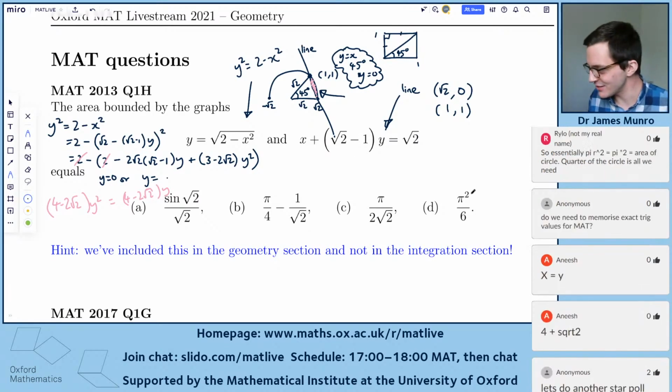Pi squared over 6 was my... I put hashtag Euler because that turns up in a famous bit of maths by Euler. I don't think anyone could possibly pick it for this circle question, really, but hey.